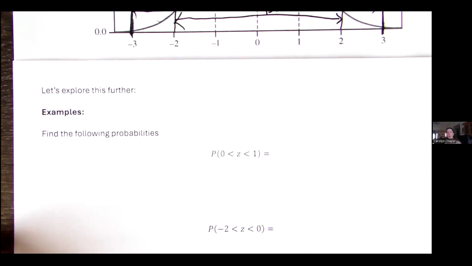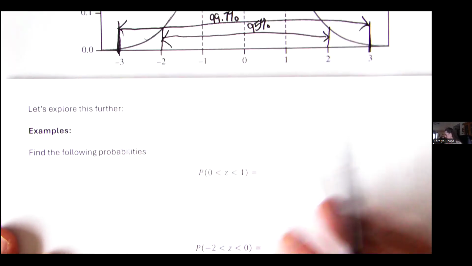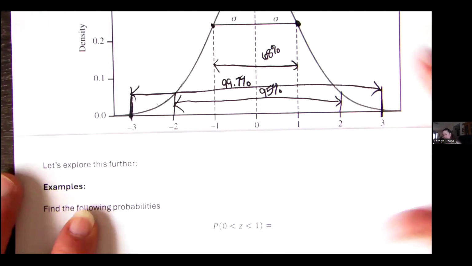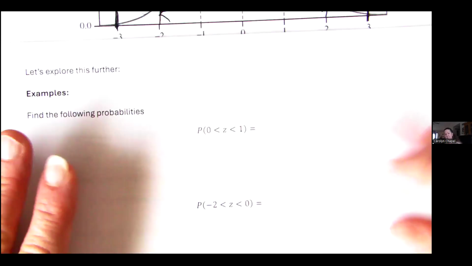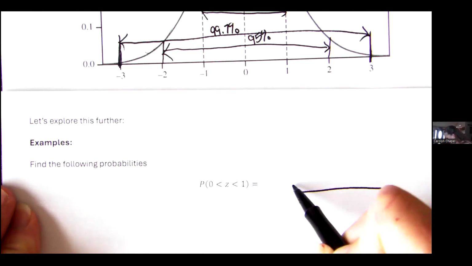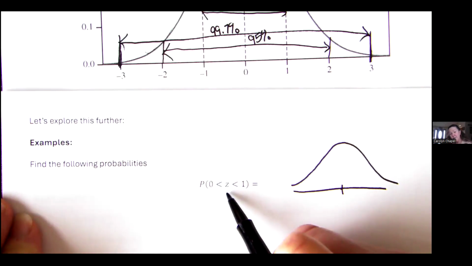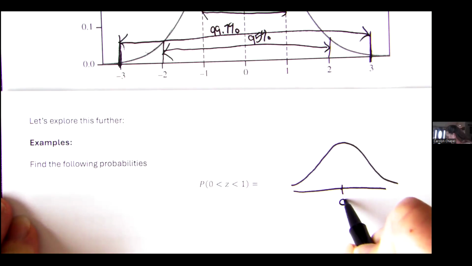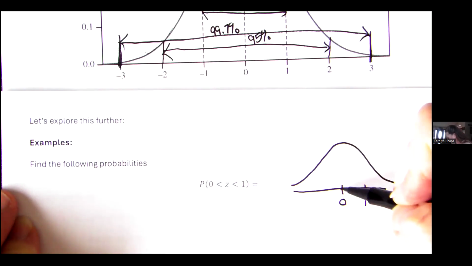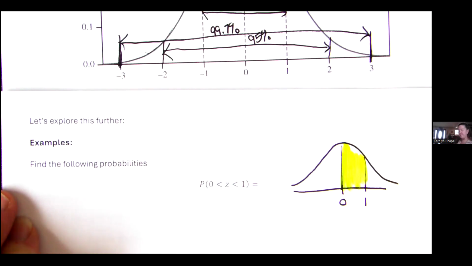Okay, but what if we wanted to know the probability from 0 to 1? So I'm going to draw a little picture. I'm going to also use this one a little bit too, but I'll be back and forth between them. So there's my normal curve. We're talking about Z, so that is my standard normal. I'm going from 0 to 1. So we're looking for this region here. Let's color that in yellow.